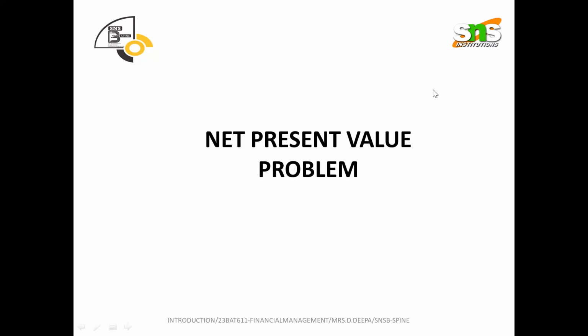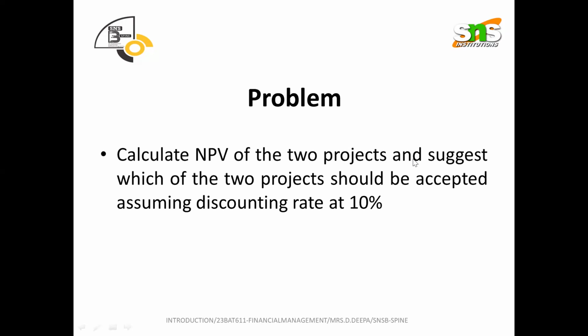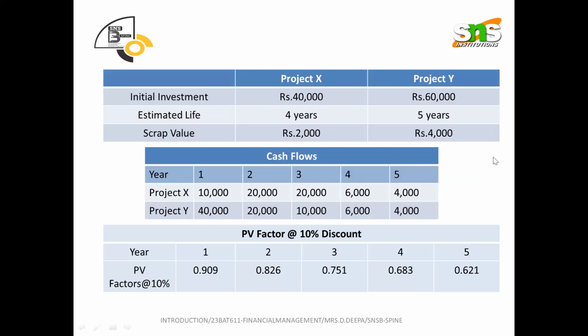Let us understand this through this problem. We need to calculate the NPV of two different projects and suggest which of the two projects should be accepted, assuming a discounting rate of 10%. Among those two projects, we need to select the project having the greater NPV. The discounting factor is also given here as 10%. There is also other data given for us to calculate the NPV. They have given two different projects, project X and project Y.